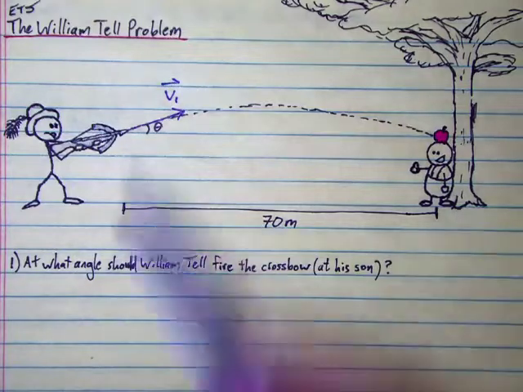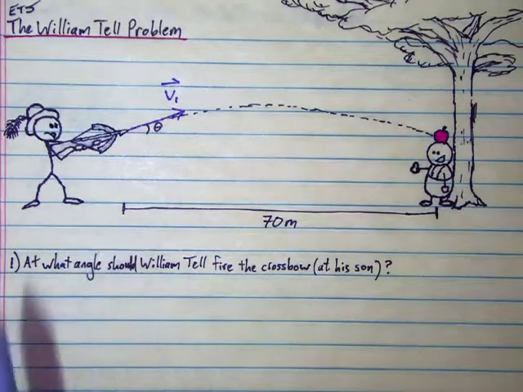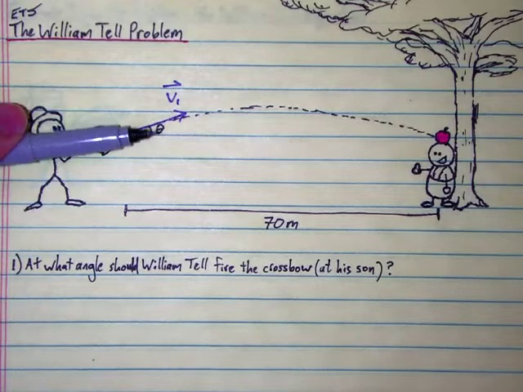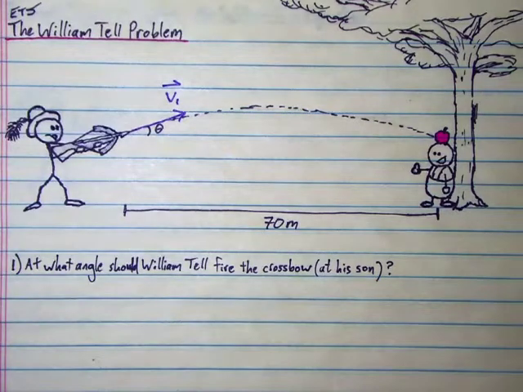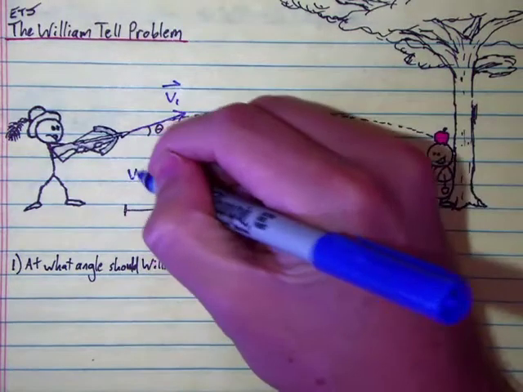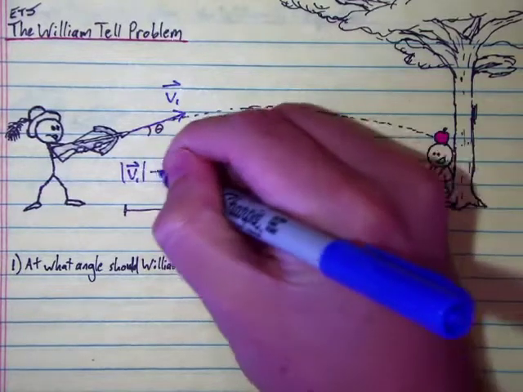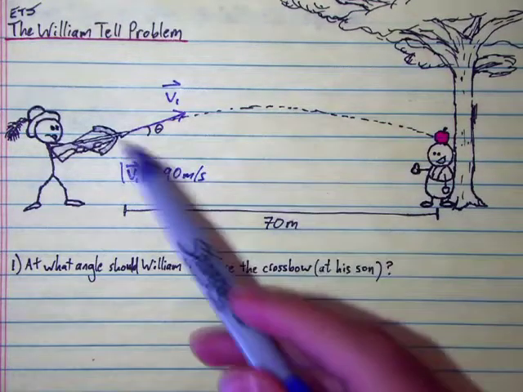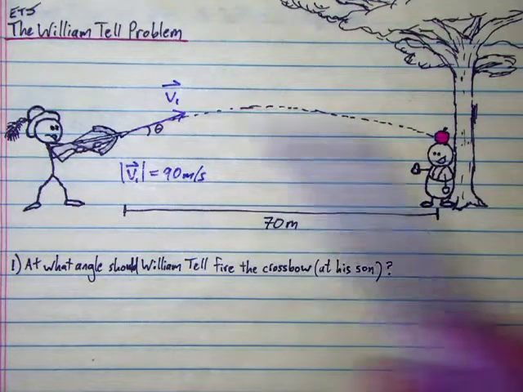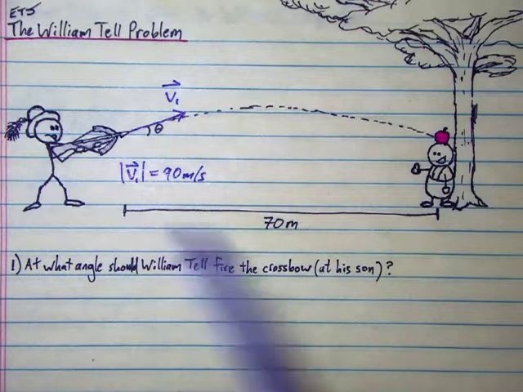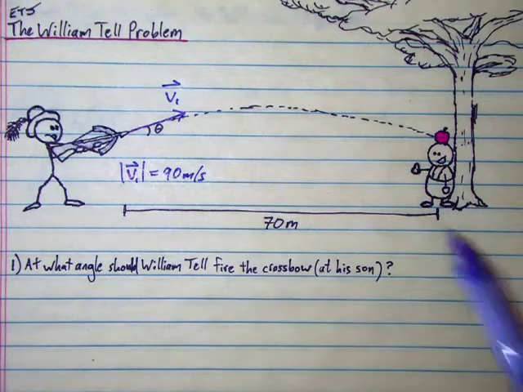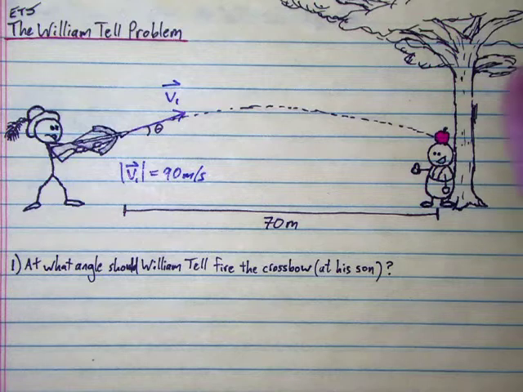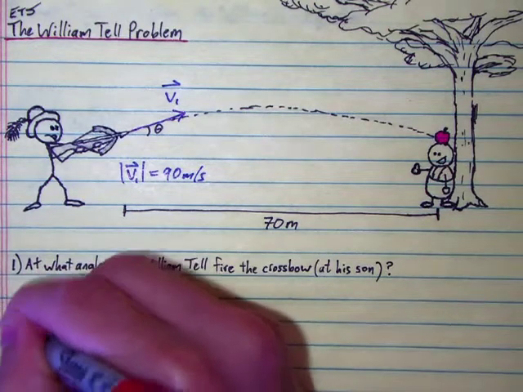The question of interest, of course, to Mr. Tell was what angle should he shoot at in order not to murder his own son. So let's look at the information we have available. You would know that the launch speed from the bow is about 90 meters per second. So that bolt is coming out at 180, 200 miles per hour at a distance, standard Olympic archery distance of 70 meters.